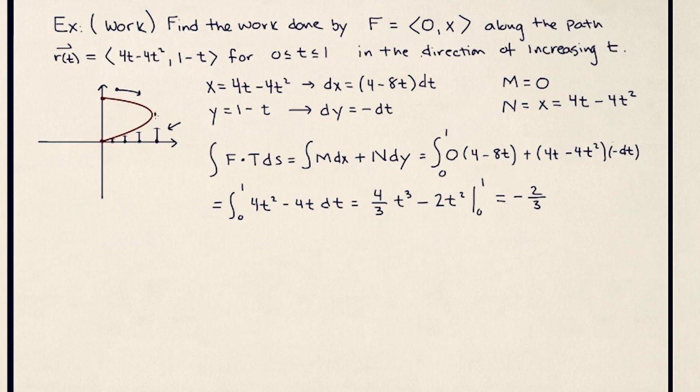In fact, the unit tangent vector at the vertex of this parabola is exactly in the opposite direction as the force. So this means that the force is not helping you move the particle along the path. What this calculation reveals is that you would have to do 2/3 newton meters of work in order to move the particle along the path.